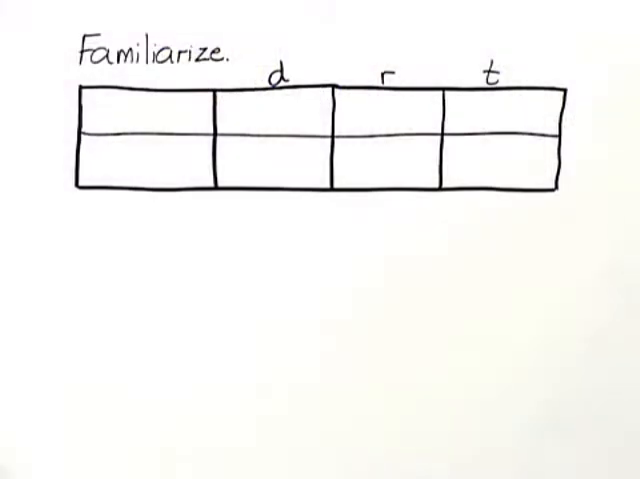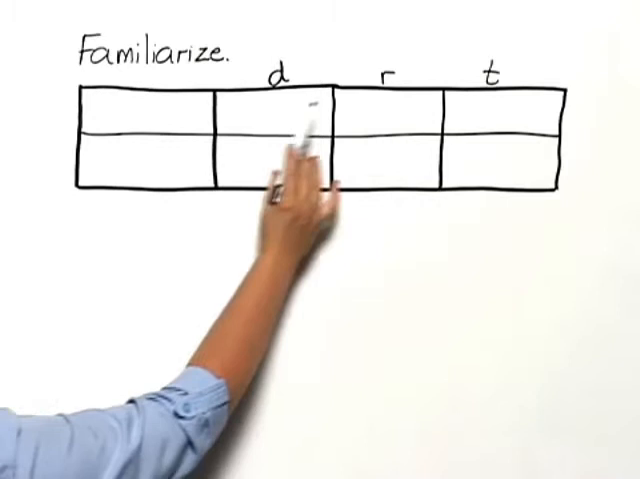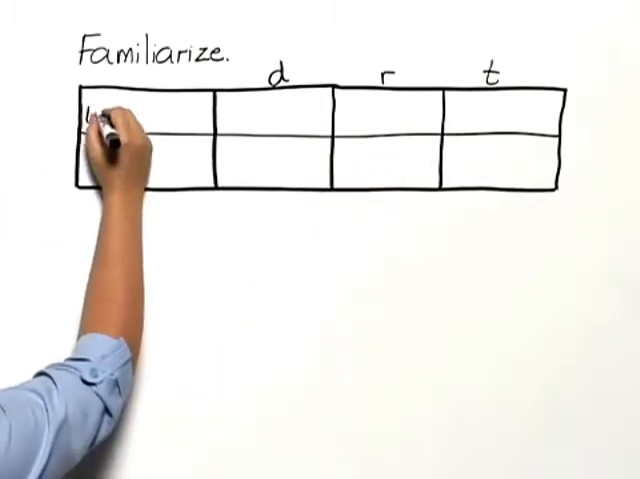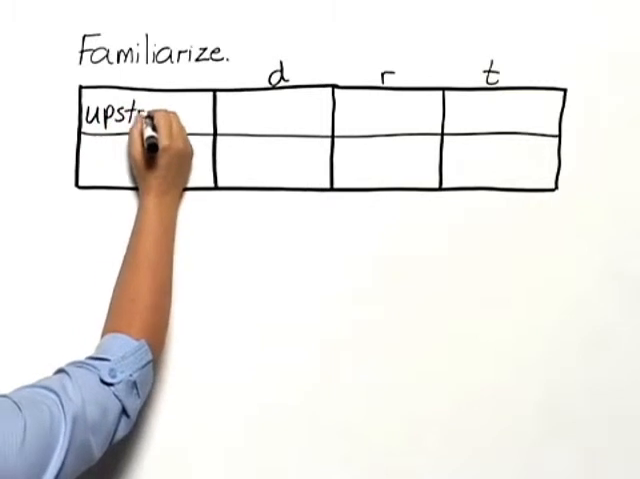This is a motion problem, so to familiarize ourselves with a motion problem, we can organize our information in a chart, and we need columns for distance, rate, and time. And we have two motion situations, upstream and downstream.